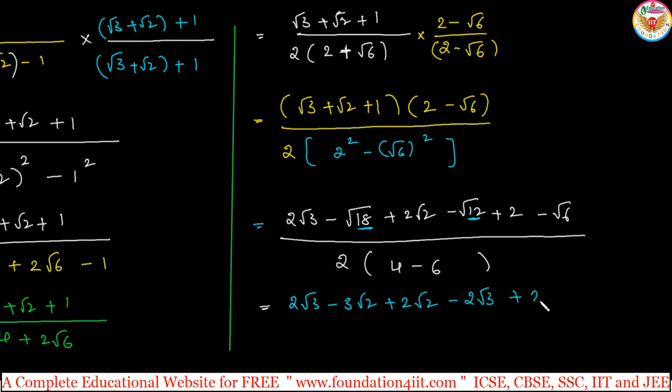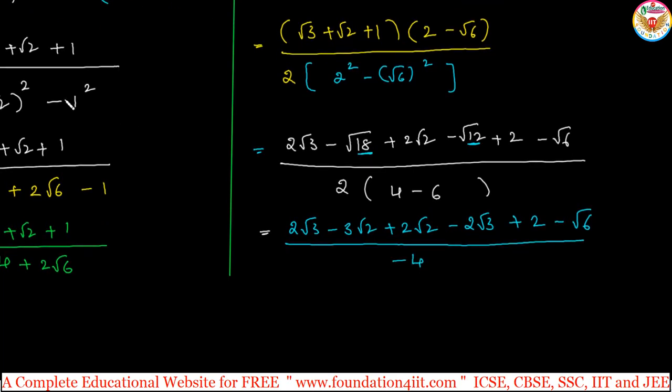Right? Plus 2 minus root 6. Root 6 is not possible to simplify because it is 2 into 3; 2 is not a perfect square, 3 also not. And divided by 2 into 4 minus 6 is minus 2. Minus 2 into 2 is minus 4. Now we can simplify, which is possible, by cancelling. So minus 3 root 2 plus 2 root 2. Here is plus 2 root 3 minus 2 root 3, cancel. And minus 3 root 2 plus 2 root 2 is minus 1 root 2, that is minus root 2. Plus 2 minus root 6, divided by minus 4.